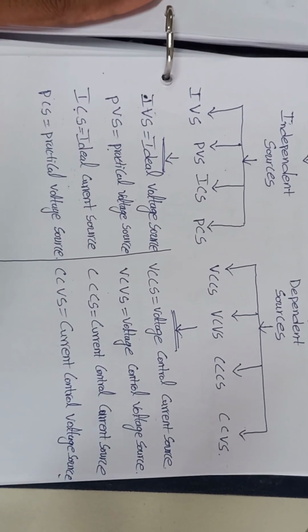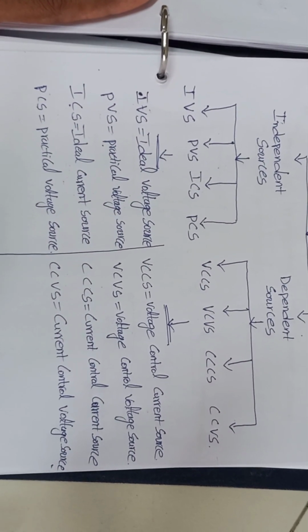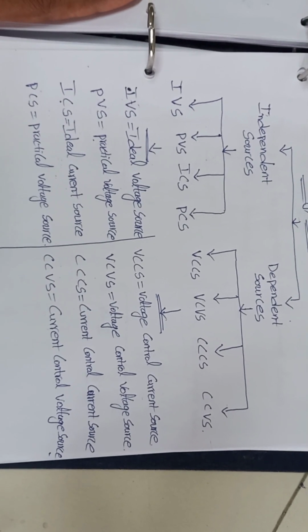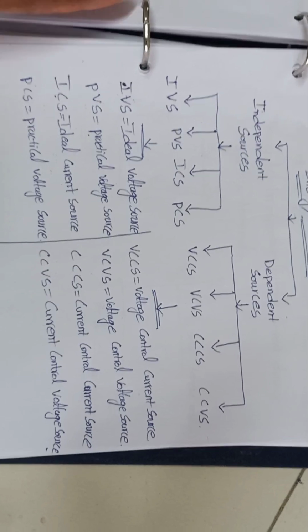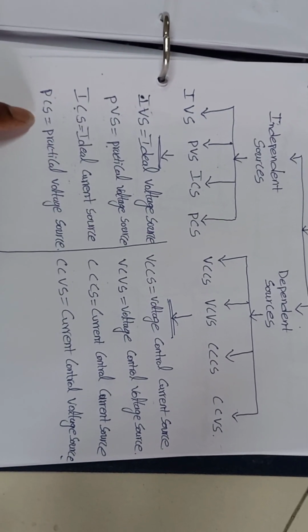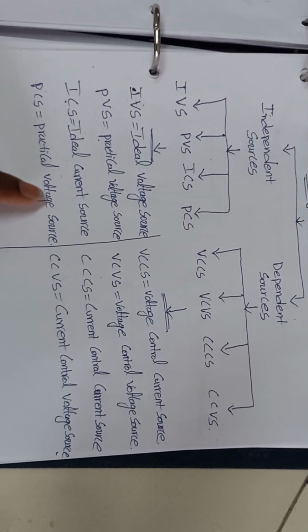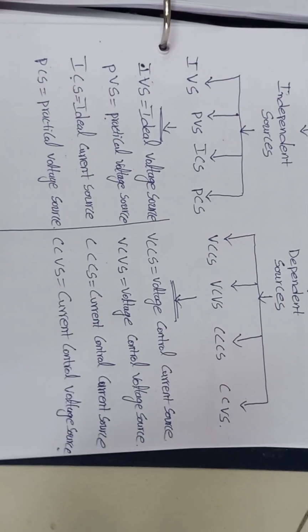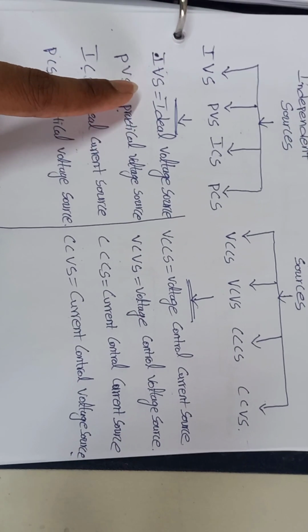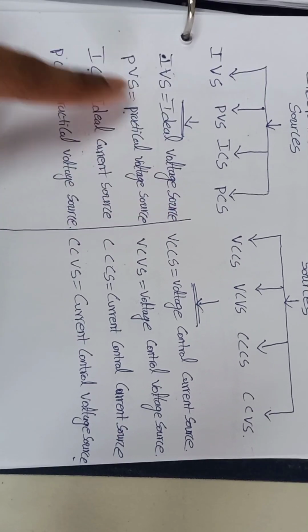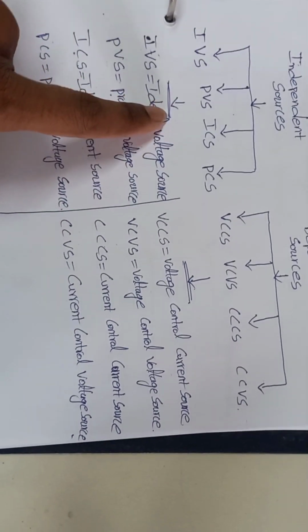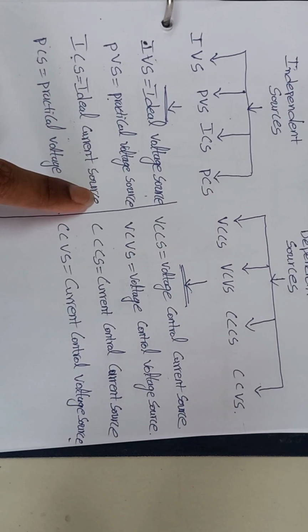So IVS means ideal voltage source and PVS means practical voltage source and ICS means ideal current source. Here PCS means practical current source. By mistake I have written here voltage source, you remember that. And you have to remember here ideal voltage source and ideal current source. So we will discuss later what is the ideal voltage source and ideal current source.